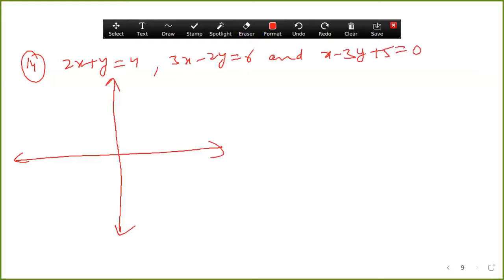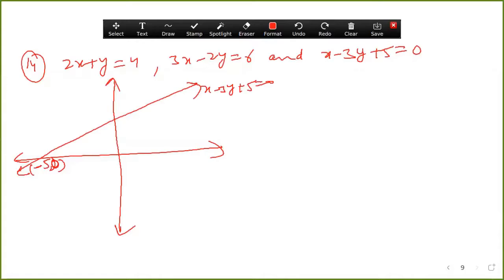Now when you plot these lines, I've just given the idea. This one line like this, that line will be x minus 3y plus 5 equal to 0. For the second point, here I have to put the point minus 5, that is minus 5 comma 0. This is a coordinate.